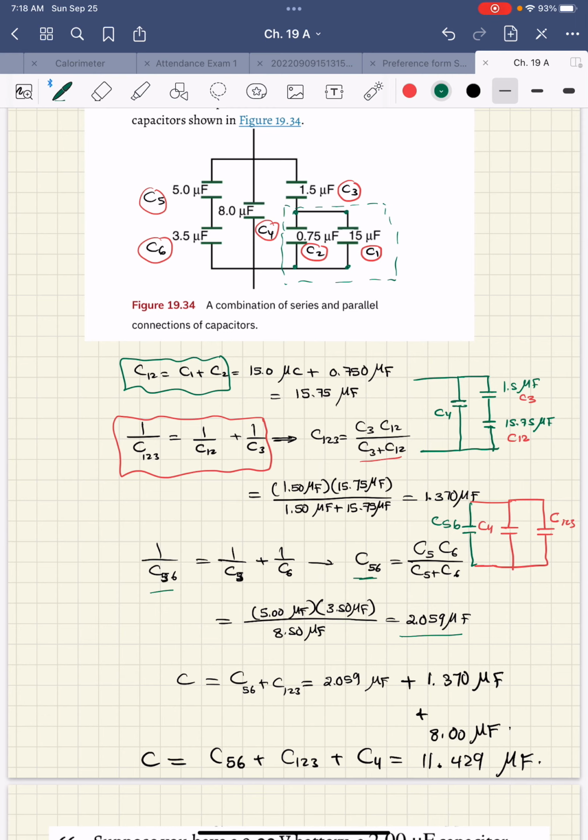And then I ended with having all these three as they are really in parallel, and therefore I will add them. Then finally, after calculating C56, 2.059, I can add all of them to be 11.429 microfarad.